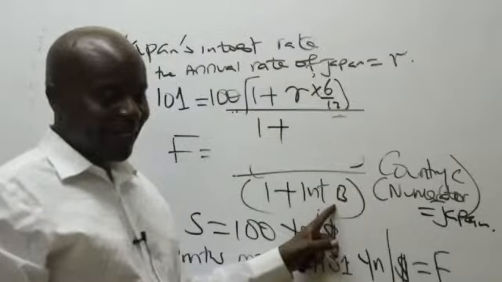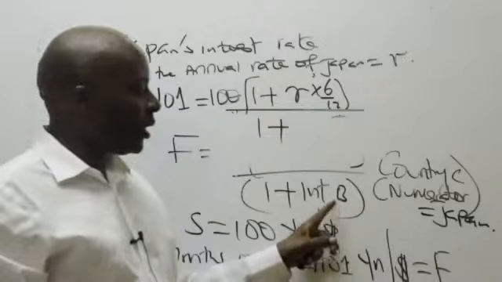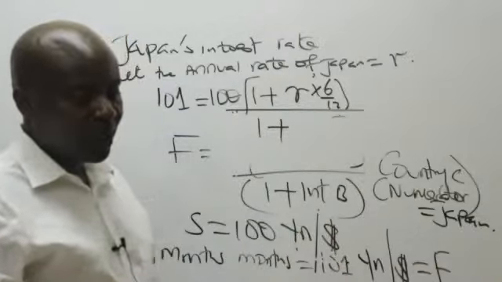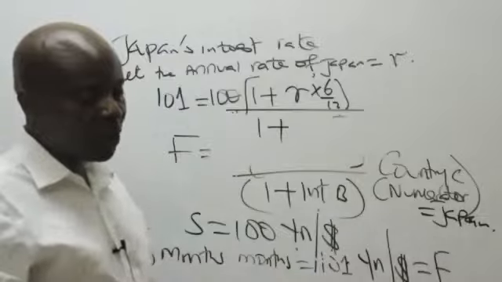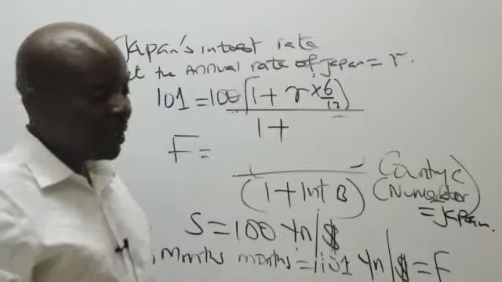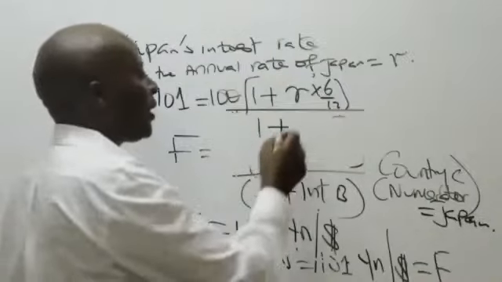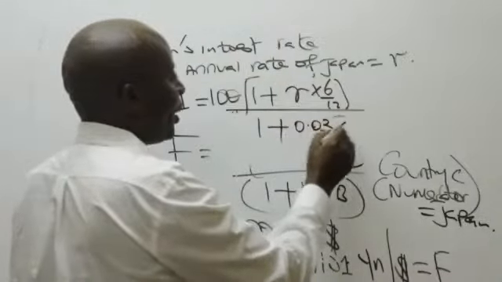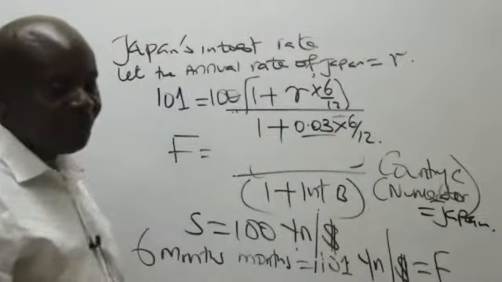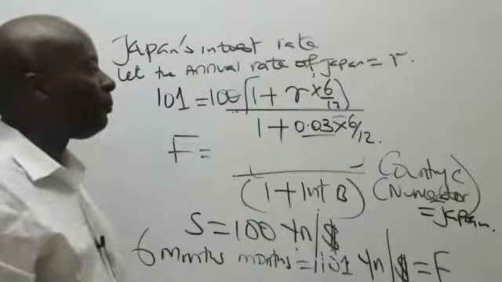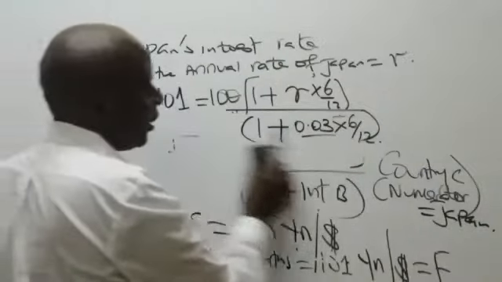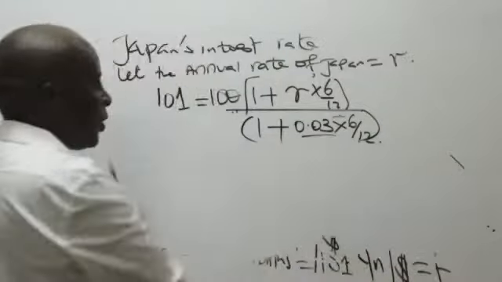The interest rate in the US is what percentage? Right, 3%, isn't it? So that is 0.03 times 6 over 12, because the 3% is per annum. This is supposed to be in brackets like that, ladies and gentlemen.